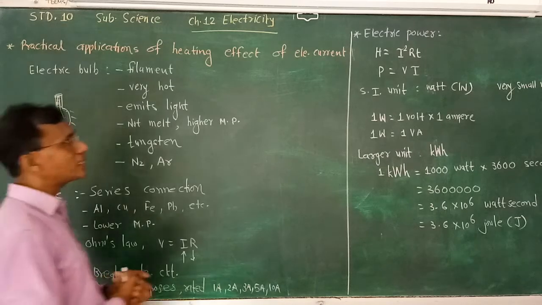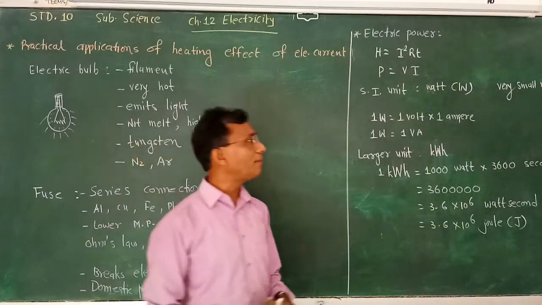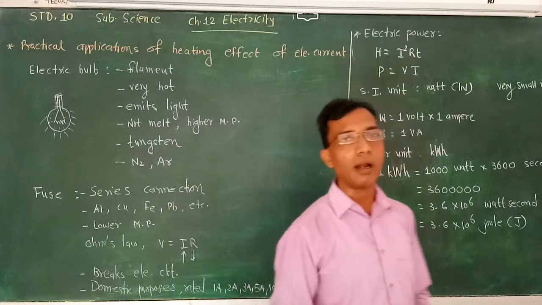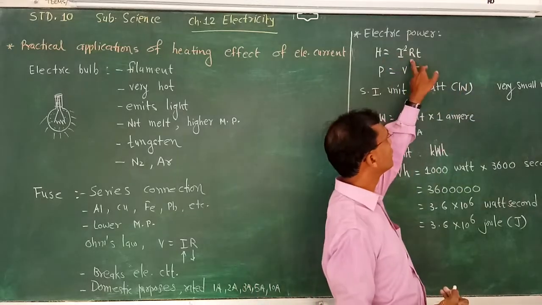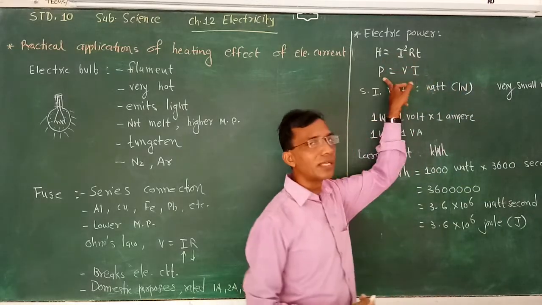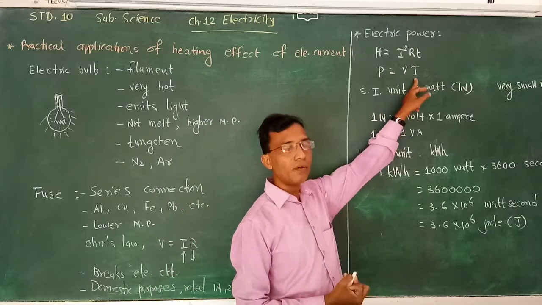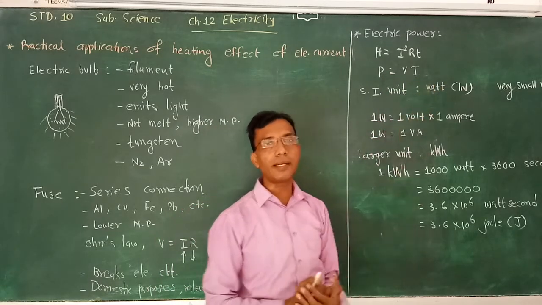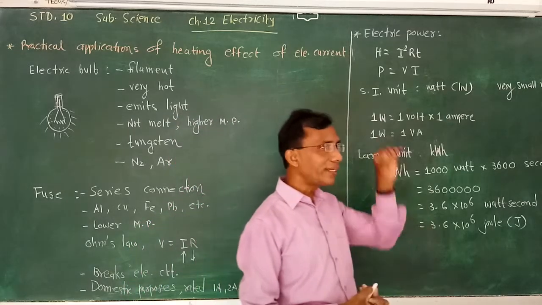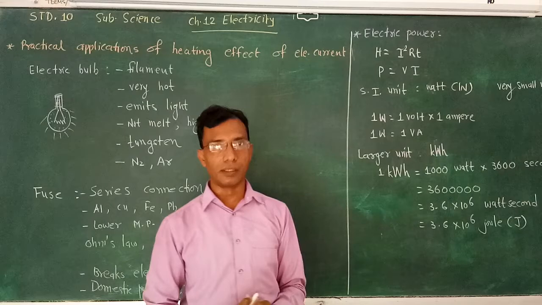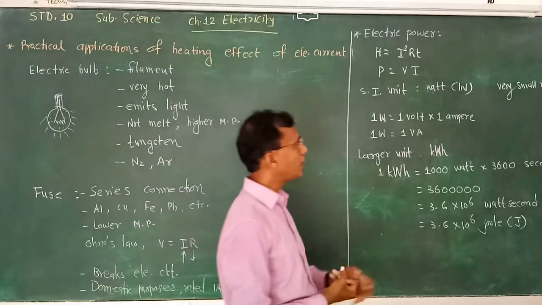Now the next topic is electric power. Previously we derived the equation H equals I squared R T, Joule's law. Also, power P is equal to V into I, where V is the potential difference and I is the electric current. So P is equal to V into I. The SI unit of power P is watt.